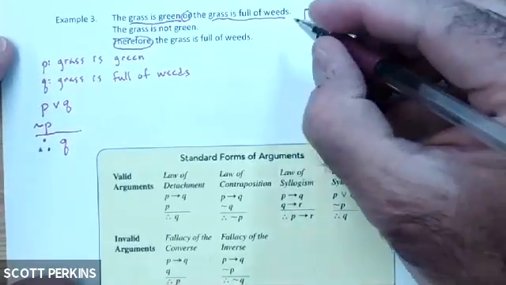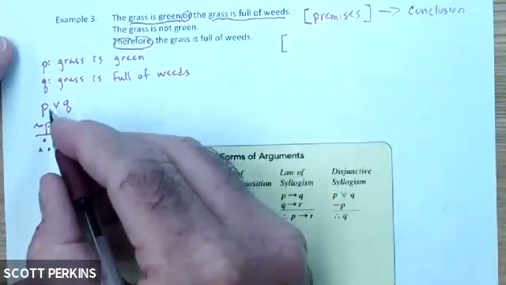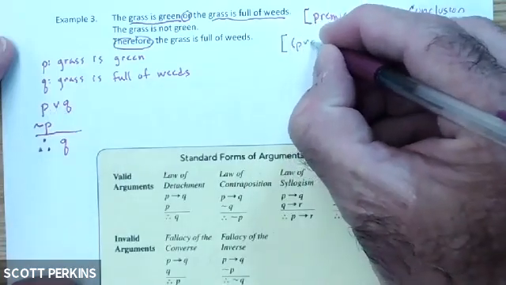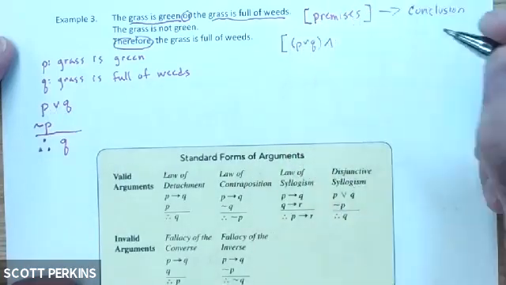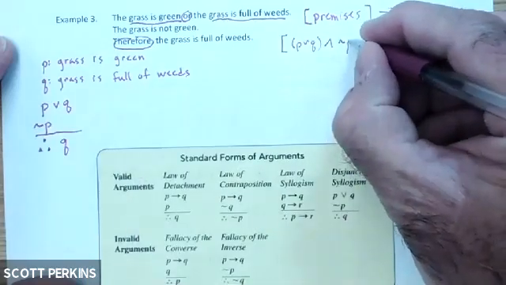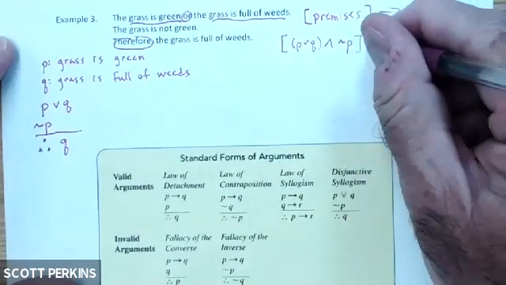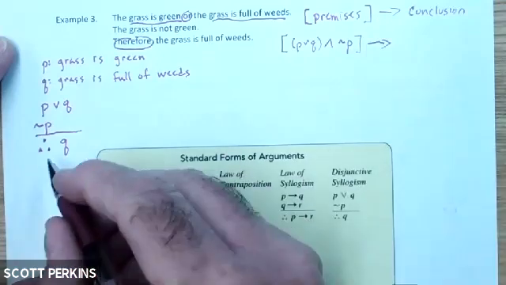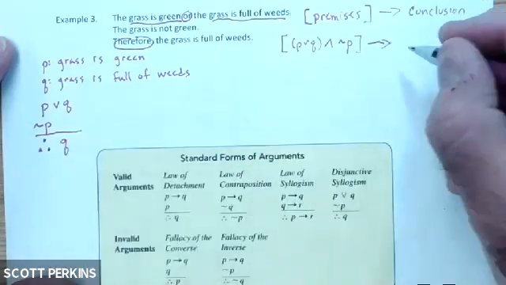So the argument goes like this. In this case, my premises are P or Q. That's the first premise. And squiggly P is the second premise. I'm grouping those together. And I want to know, does that always lead to the conclusion of my last thing here, Q?